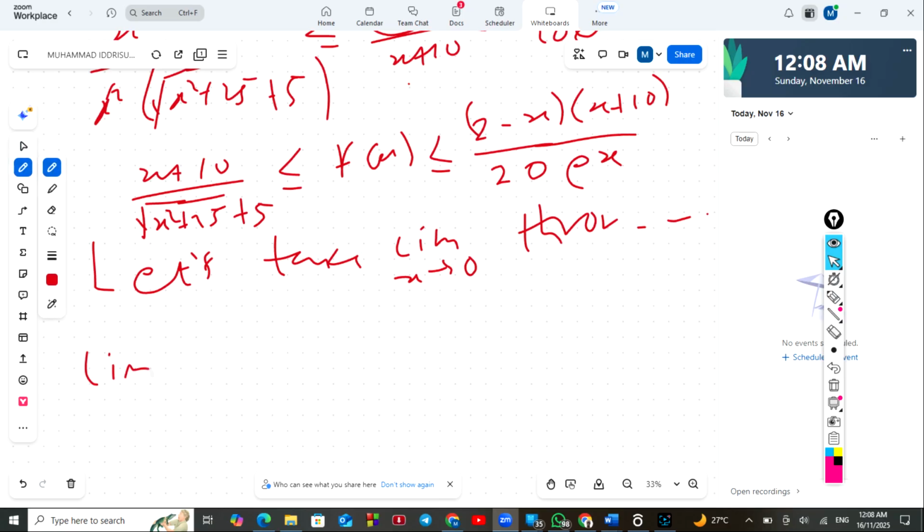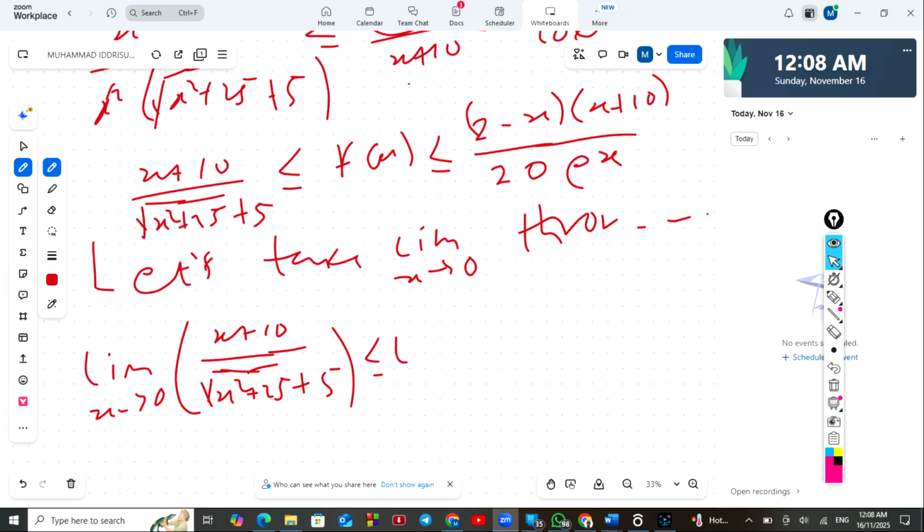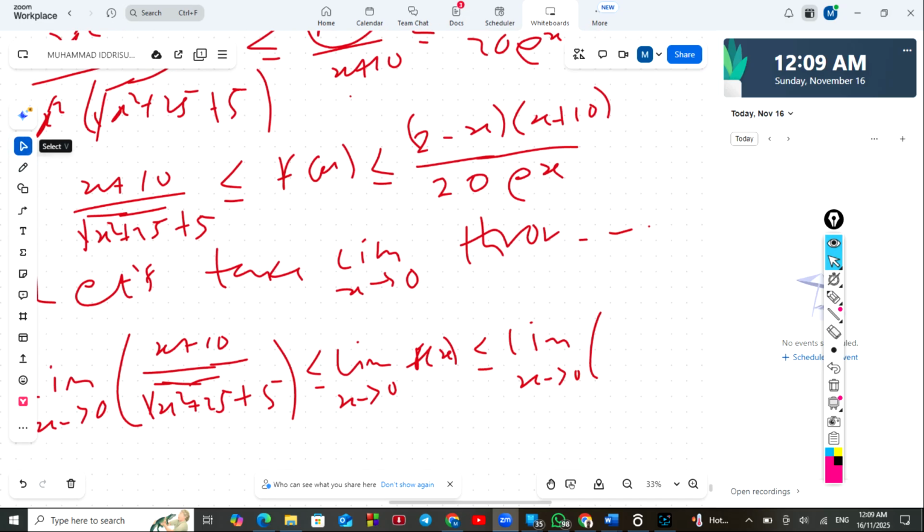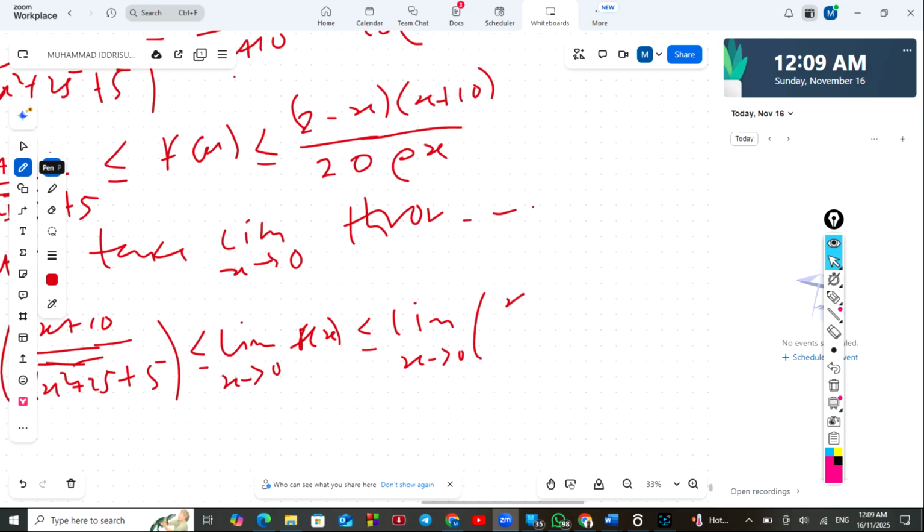So we now have the limit as x approaches 0 of x plus 10 over square root of x squared plus 25 plus 5 less than or equal to the limit as x approaches 0 of f of x less than or equal to the limit as x approaches 0 of 2 minus x times x plus 10 all over 20 e to the power x.